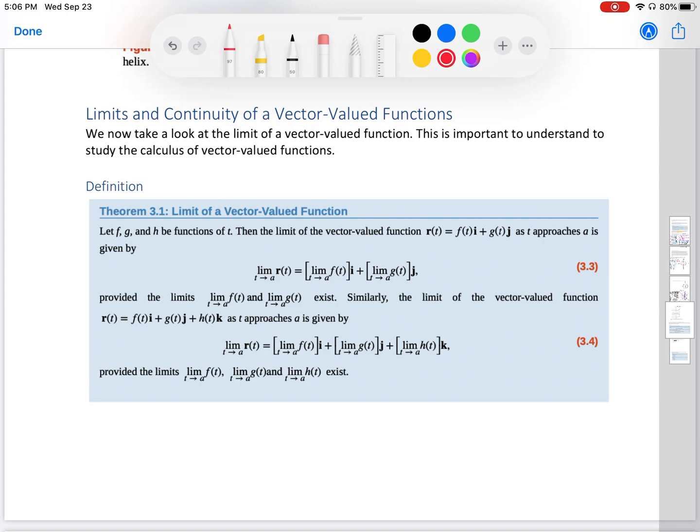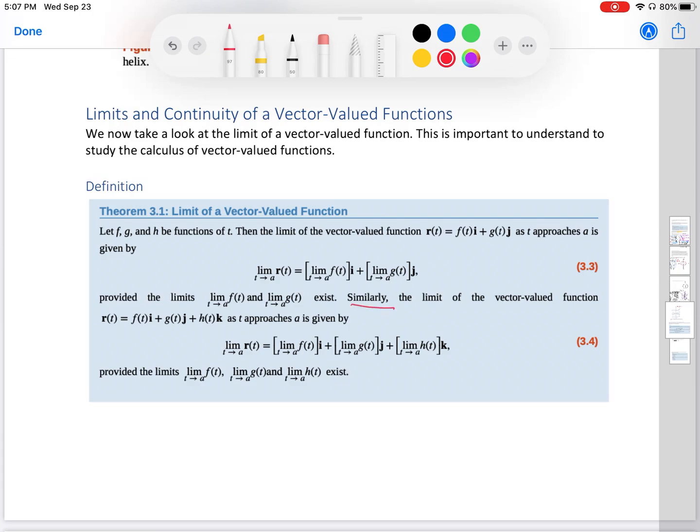Let f, g, and h be continuous at t, then the limit of the vector valued function r of t equals f of t i plus g of t j, as t approaches a, is given by the limit as t approaches a of r of t equals the limit of each component, which would be the limit as t is approaching a of f of t i plus the limit as t is approaching a of g of t j, provided the limits of f of t and g of t exist.